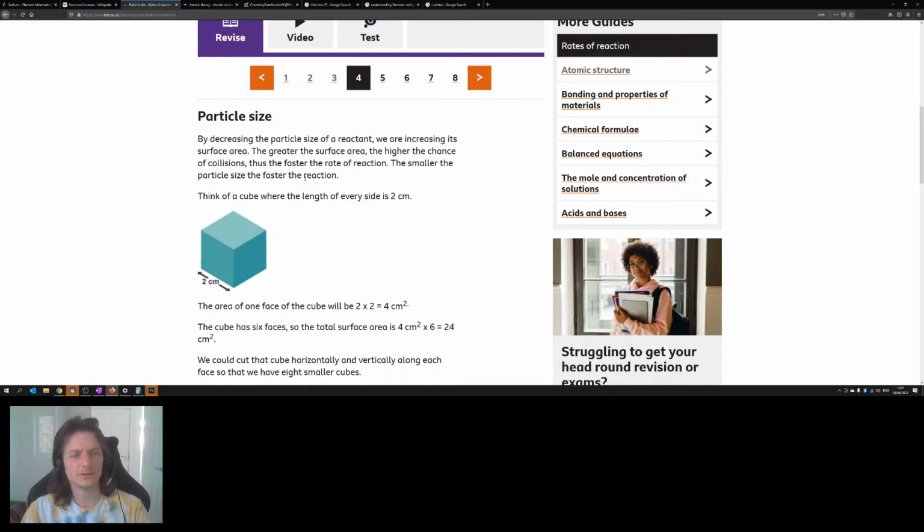By decreasing the particle size of a reactant, we are increasing its surface area. The greater the surface area, the higher the chance of collisions, thus the faster the rate of reaction. The smaller the particle size, the faster the reaction.